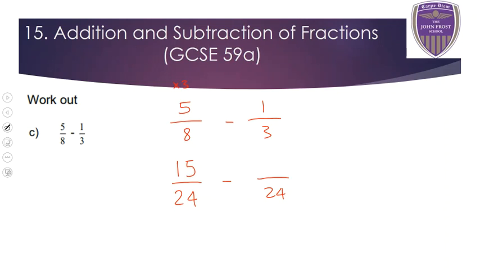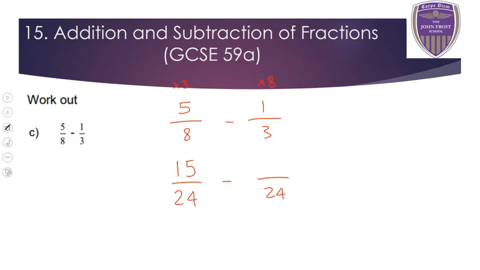Okay, so 5 over 8 is equivalent to 15 over 24. Then we look at the second fraction. So we're not timesing the second fraction by 3 as well. Look at the denominator. It was a 3 to start with, and we've changed it into 24. 3 goes into 24 8 times. So times that fraction by 8.